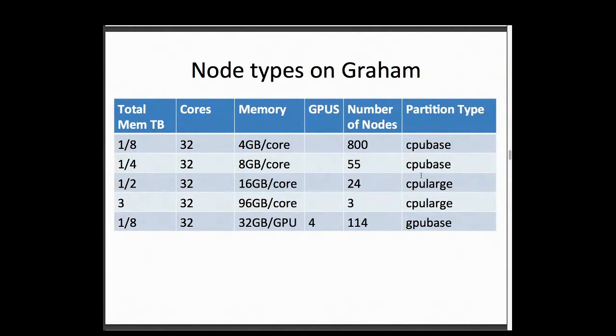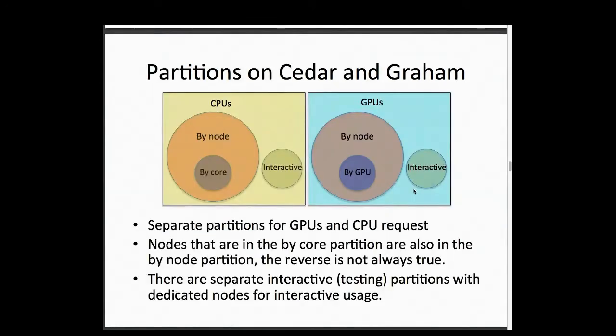They are 24 16 gigabyte per core nodes and 3 96 gigabyte per core nodes for CPU large. And then there's 114 GPU base nodes with GPUs in them. So a little bit about partitions on Cedar and Graham. There's separate partitions for GPUs and CPU requests. So if you request GPUs, you'll be running on those GPU nodes, and they will be requested separately from the way the CPU partitions are.